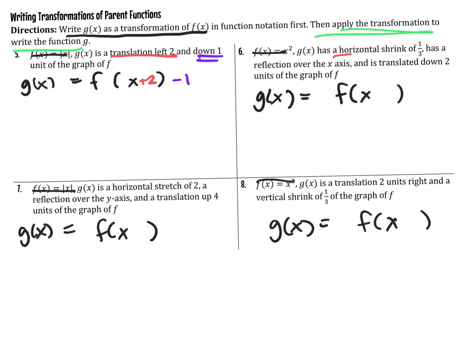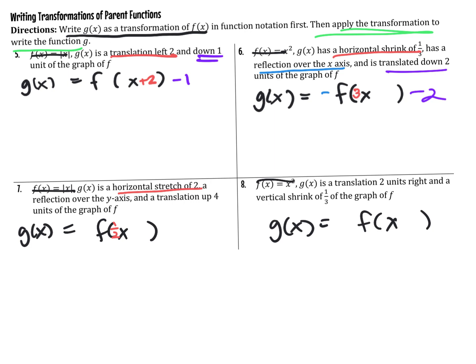On number 6, there's a horizontal shrink of 1/3, which means there's going to be a 3 inside. There's a reflection over the x-axis, which means a negative in front, and translated down 2, which means minus 2 on the outside. For number 7, there's a horizontal stretch of 2, which means I'm plugging 1/2 in.